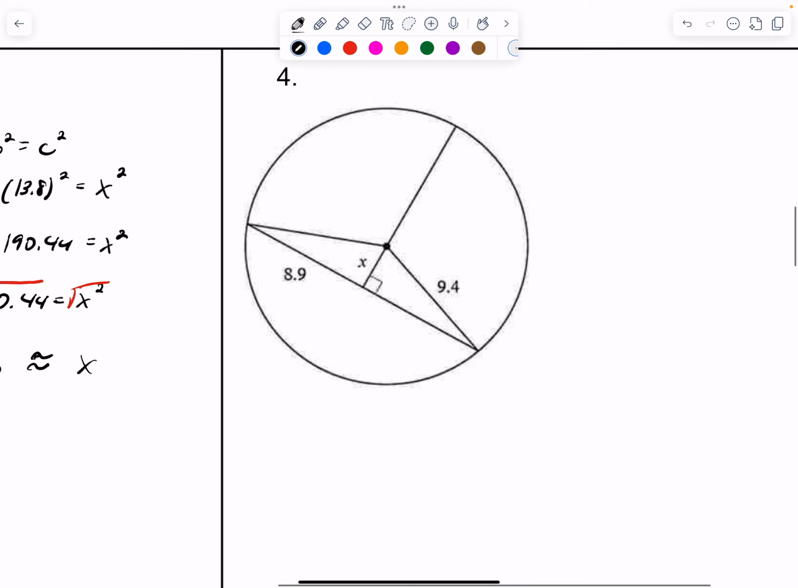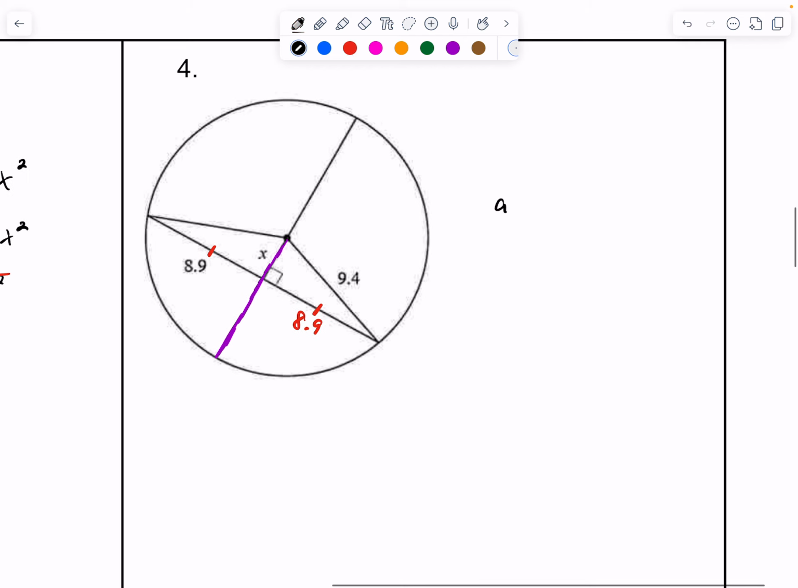Let's look at four. Four uses that same understanding where if we have this diameter intersecting that chord and creating that right angle, so they are perpendicular, then this part of the chord and this part of the chord are going to be the same. So if that's 8.9 over there, then this is 8.9 over here. Again, using the Pythagorean theorem, we can find this value for x. So a squared plus b squared equals c squared. This time I'm solving for a leg, just whichever one you want for a or b.